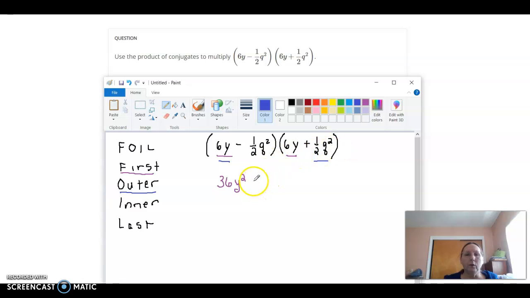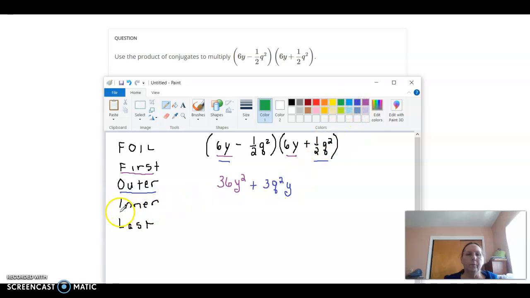So it's going to be positive. 6 times 1/2 leaves us with 3. We have a q squared. And traditionally, you go in alphabetical order. So we'd have q squared, and then we'd put in the y. And so that would be our outer one.